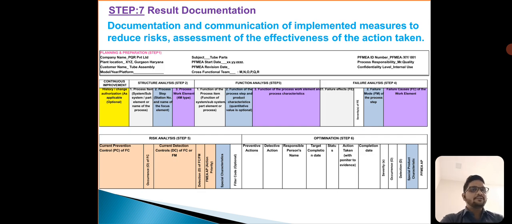We need to document and communicate the implemented measures to reduce risk and assess the effectiveness of the actions taken. Now we need to document the things that we have identified.